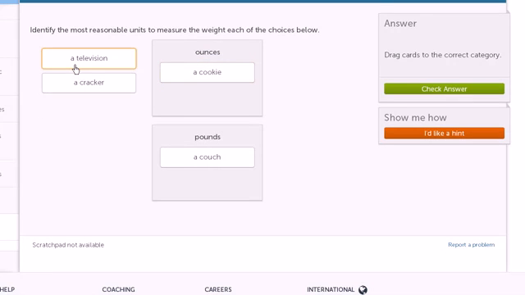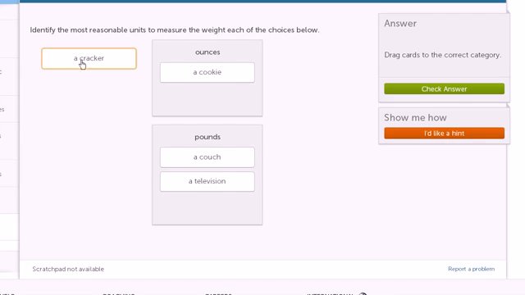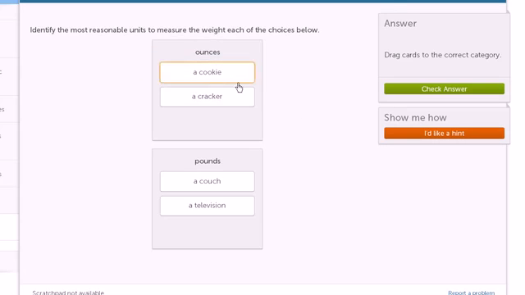A television, well, they're getting lighter every day, but they still weigh a good bit. They still weigh multiple pounds, usually multiple tens of pounds. So we'll go with pounds. A cracker, and once again, unless we're talking about a really huge cracker, most crackers are very, very light, lighter than even a cookie. So we will go with ounces.